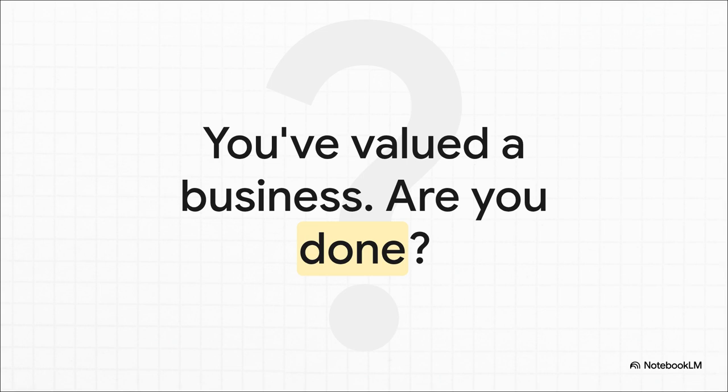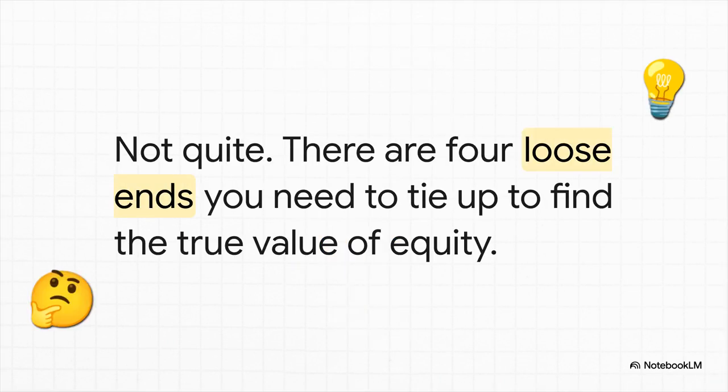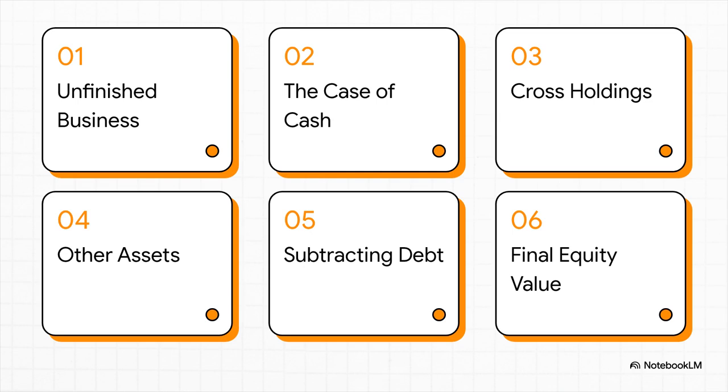So you've got this value for a business's operating assets. You might be tempted to call it a day, and hey, a lot of people do. But that number is just the starting point. It's not the final destination an investor needs to get to. To get to the number that really matters, the true value of an equity stake, we've got to tie up 4 key, let's call them loose ends. These are the critical adjustments that bridge the gap between the value of the business as a whole and the value of your stock.